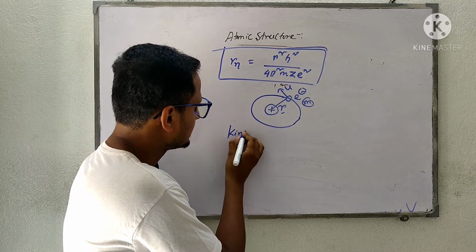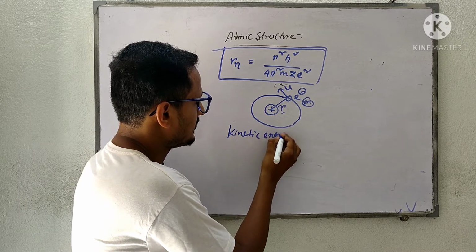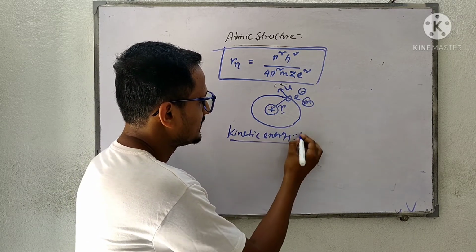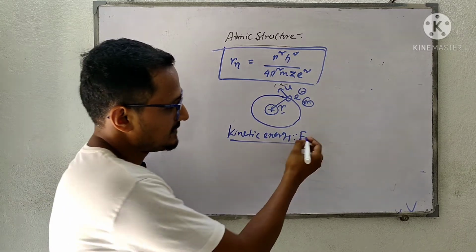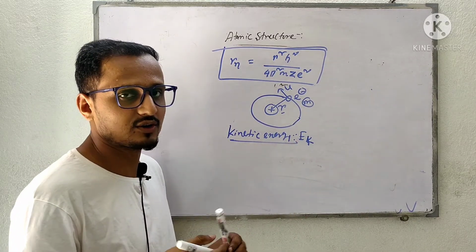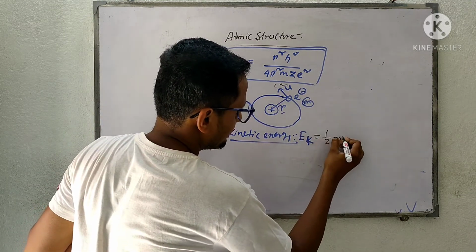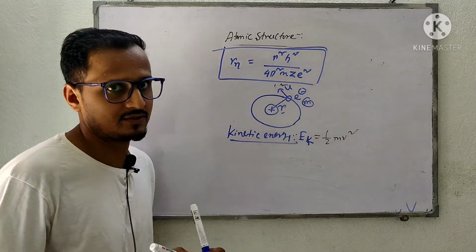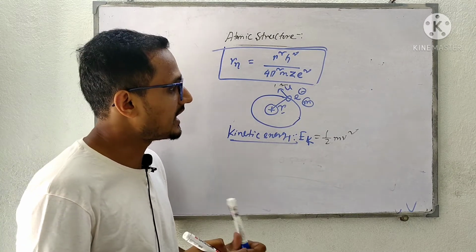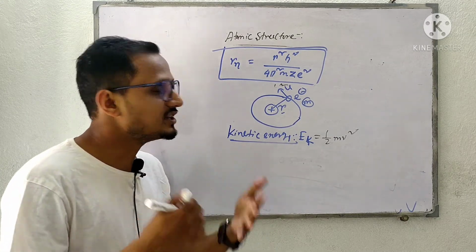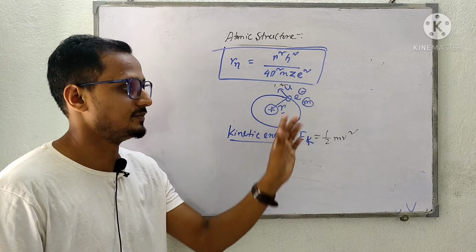Now what is the kinetic energy? The kinetic energy of the electron which is revolving, it can be denoted by Ek, in a circular orbit having mass m, velocity v, and radius r, will be half mv square. This one we know. But what will be the potential energy of the electron revolving in the nth orbit?